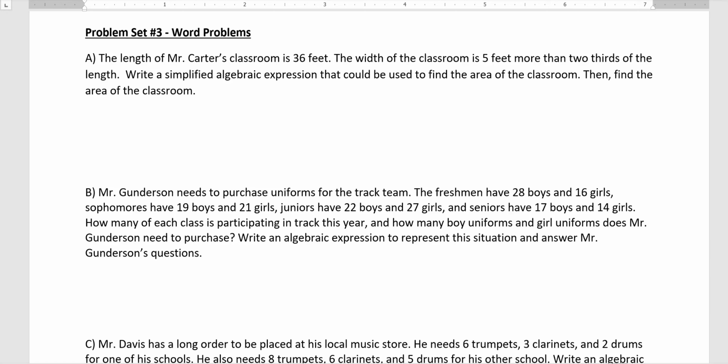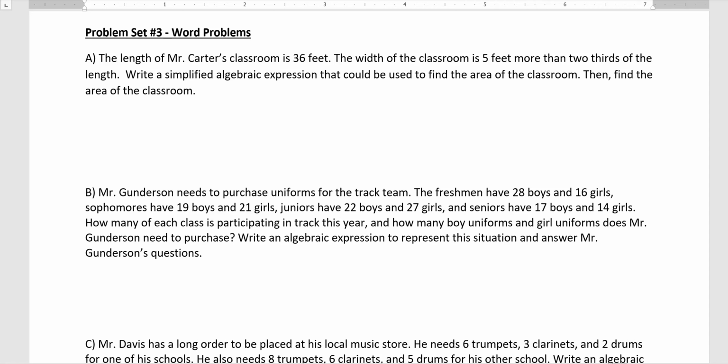Hello, and welcome back to our Objective 4 notes. This is going to be part 2. We're going to finish these notes, and today we're going to look at some word problems about how we might use our Objective 4 to simplify some word problems and to solve some problems that might occur in the real world. So, looking at letter A here, let's do this one together.